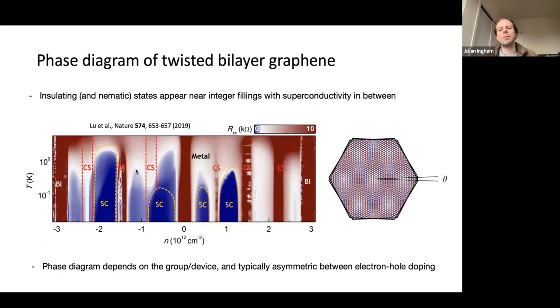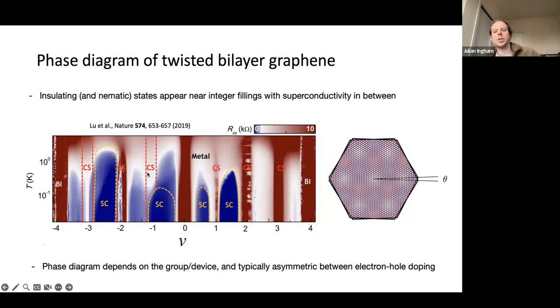So twisted bilayer graphene is a stack of relatively twisted graphene layers, and by attaching gates, you can vary the density of electrons in the sample. As a function of density or doping, we get an interesting phase diagram with insulators and superconductors that looks like this. The x-axis is the density of electrons, the y-axis is temperature, and these dense red regions are insulating states, and the blue domes in between them are superconductors.